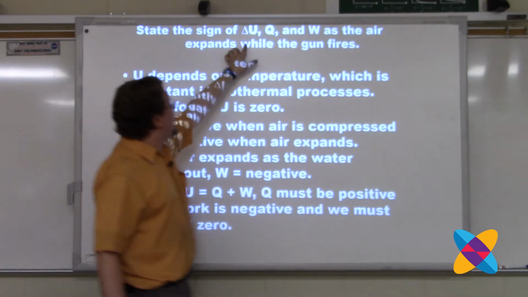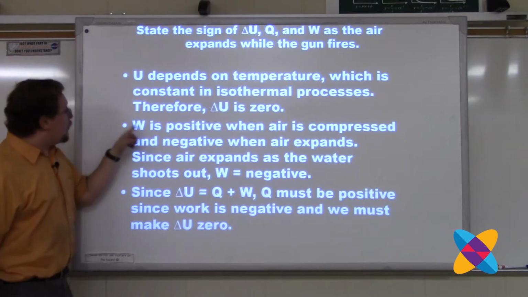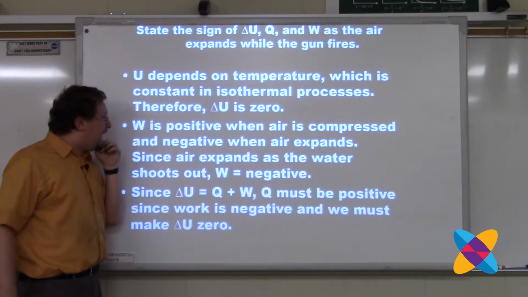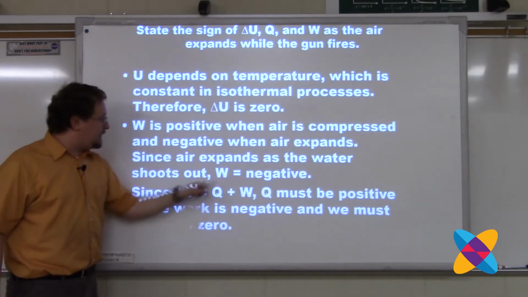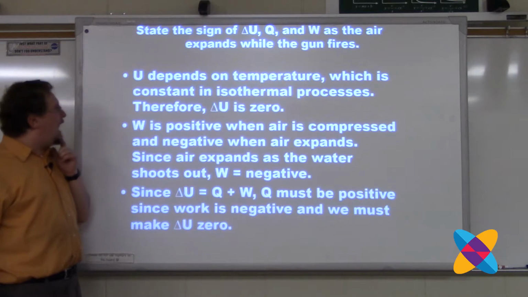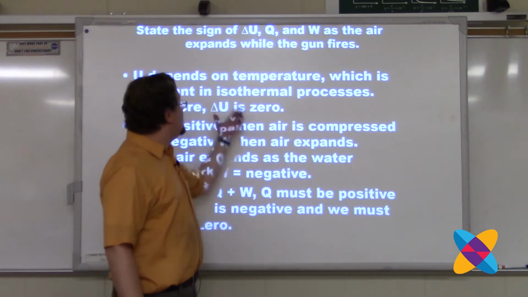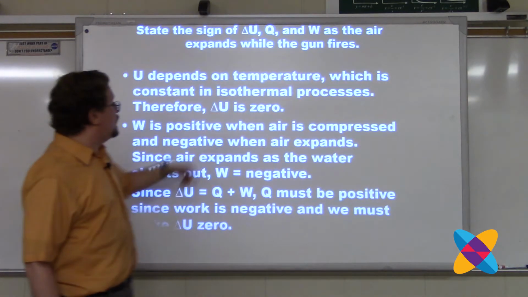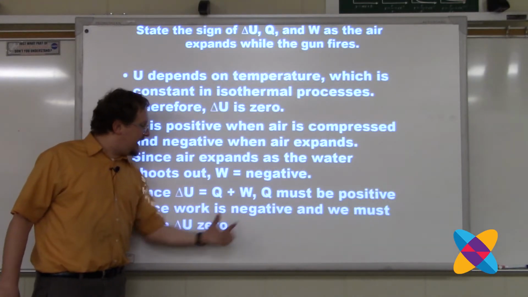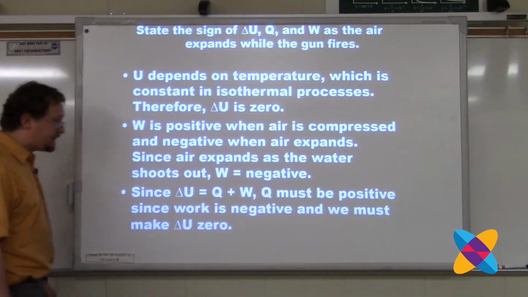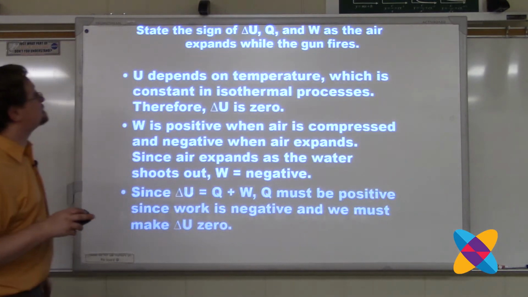Okay, what's the sign of ΔU, Q, and W, assuming that this is an isothermal process? Work is positive when air is compressed, and work is negative when air expands. The air in the water chamber expands, so W is negative. Okay, ΔU is 0 because ΔU depends on temperature. Same temperature, U does not change, therefore ΔU is 0. If ΔU is 0 and W is negative, then Q has to be positive. Heat was actually added to the gas by the surrounding air while the gun was being fired.